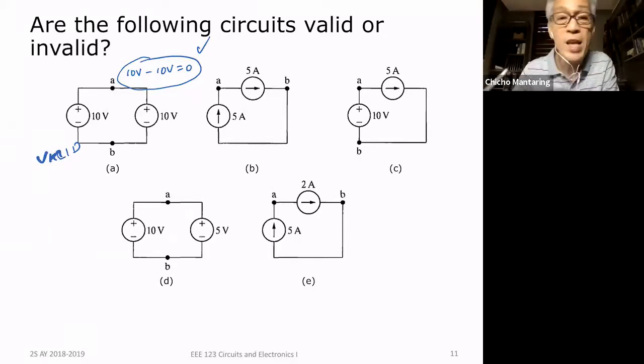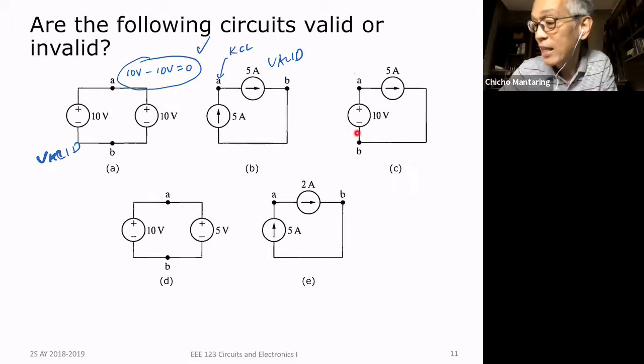Okay. What about B? Valid or invalid? Okay, valid, no? Valid. Why? You apply KCL there, current entering is equal to the current leaving. The current entering is 5, the current leaving is 5, and therefore this is valid. Okay?